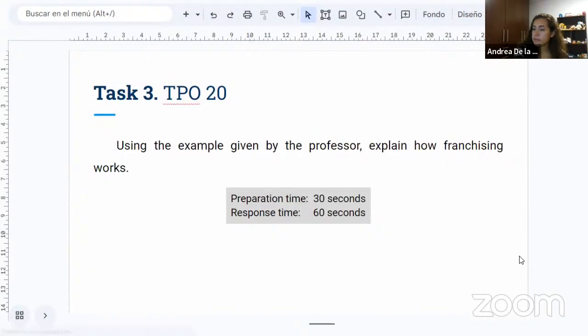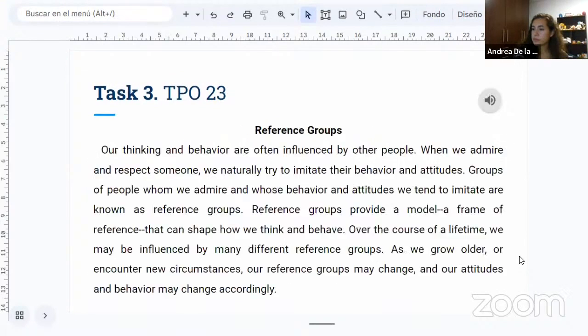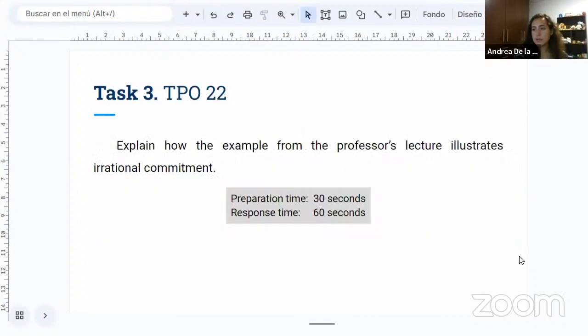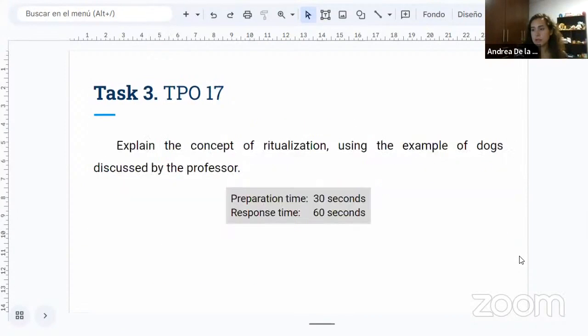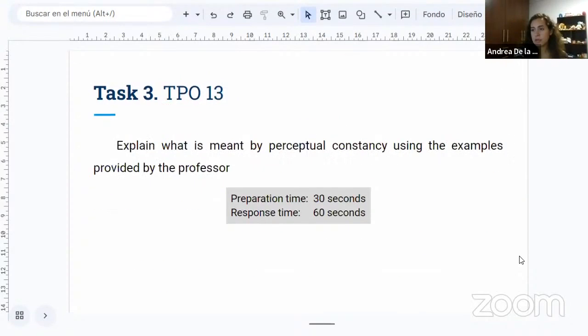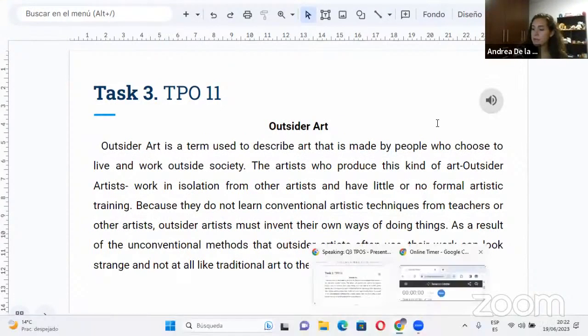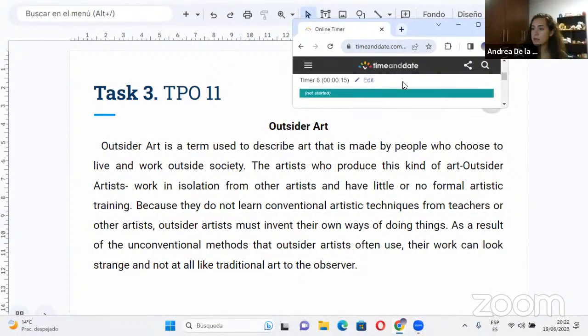Okay. Then let's do something else. Let's do something different. Let's do this one here, which is art, something new. So we'll have 45 seconds to read the text.